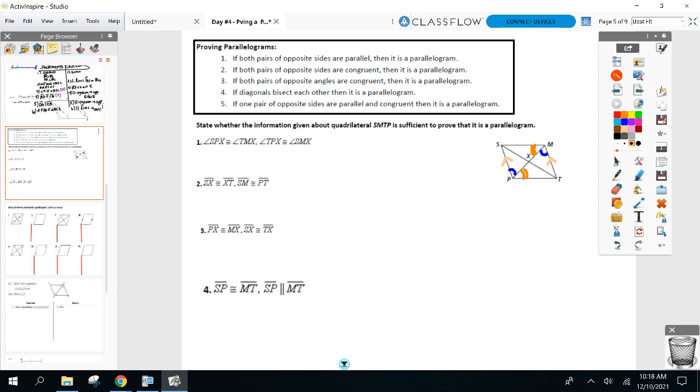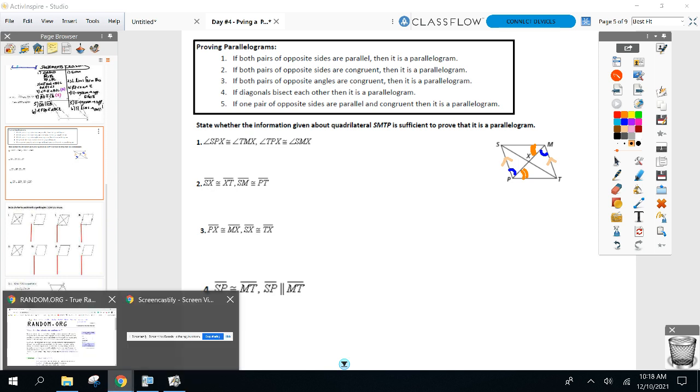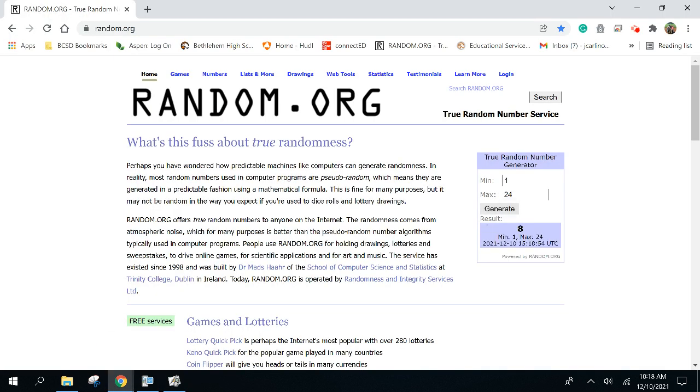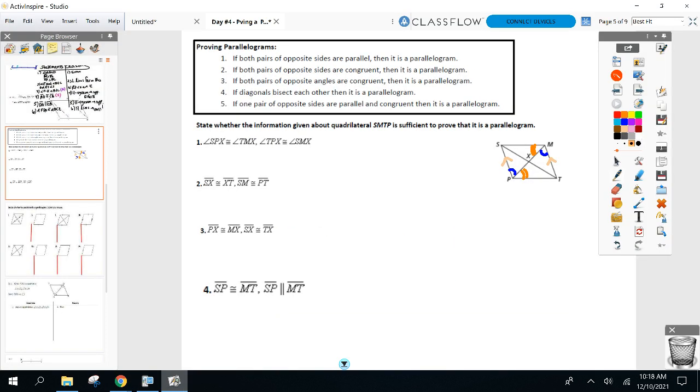If those 2 angles are congruent, what else does that mean? What else do I have? That means that SM and PT are parallel. Good job. Based on these two pairs of angles being equal, is this a parallelogram? Yes. And then let's start getting practice on what we're going to write in our reasons column to end this proof, to end all our proofs today.